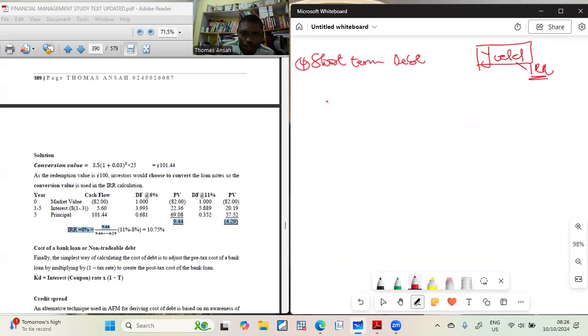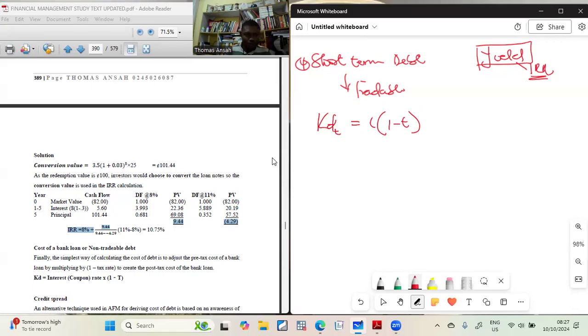So now let's look at the cost of short-term debt. Short-term debts are tradable, so there is no fear. What you are doing is that your cost of debt will be given by your coupon interest. Of course, all the interest is coupon. So the cost of short-term tradable debt will be given by your interest. Don't forget, your interest is always the coupon into bracket 1 minus T. So you do that, you are gone. Everything must be post-tax. There's no market value in this. It's straightforward.